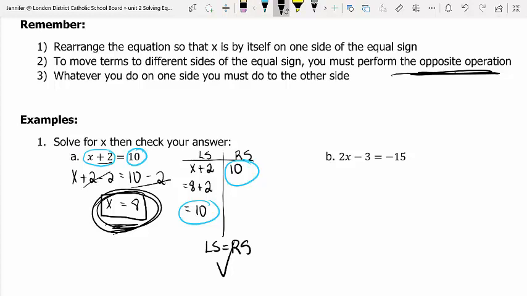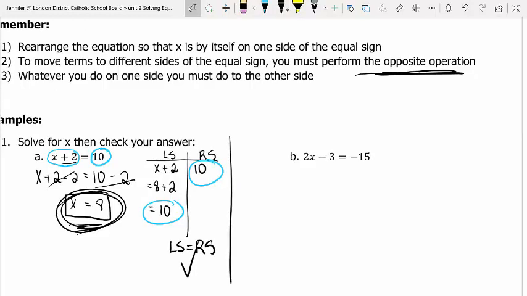Okay? Let's try a more difficult question. So we have 2x minus 3 equals minus 15. So the goal is to get x by itself. So we need to move the minus 3 to the other side, and we need to move the 2 to the other side. To decide if you move the 3 first or the 2 first, you look at SAMDEB.